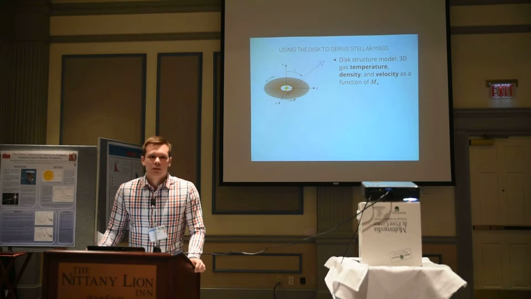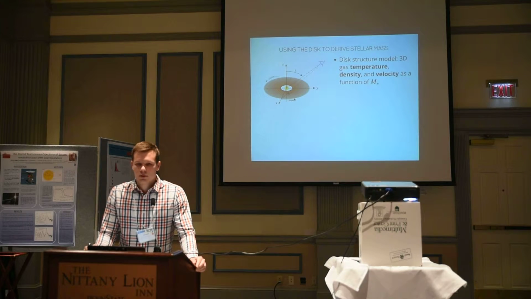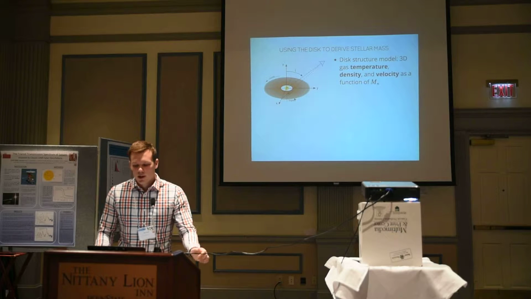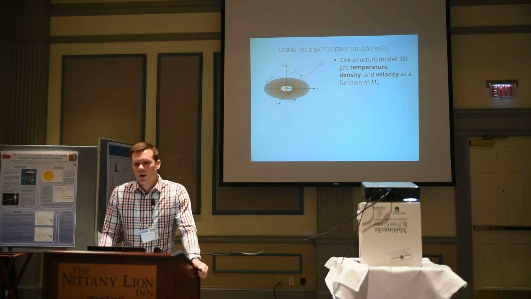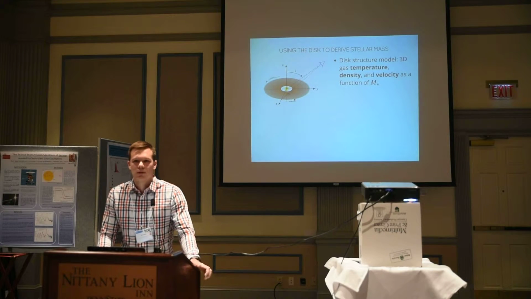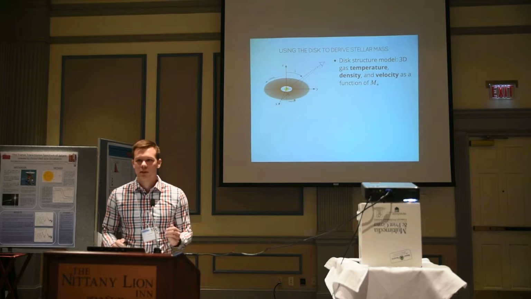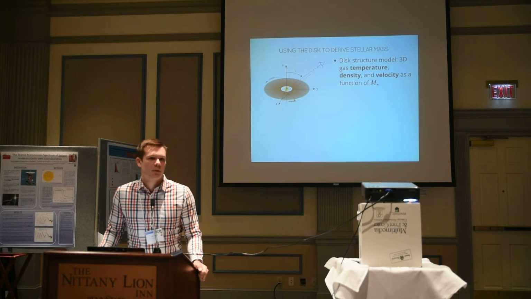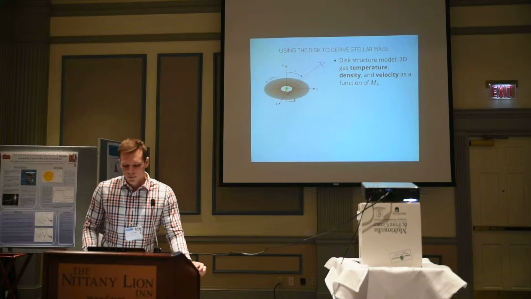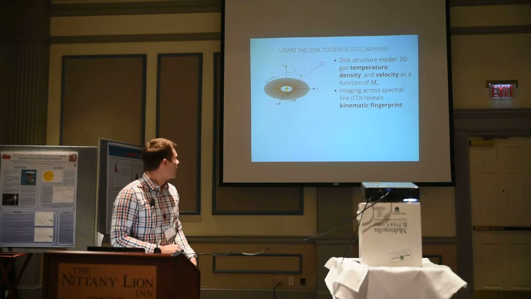So how do we use the disk to actually determine the stellar mass? Well, first we come up with a model of the disk properties as a function of 3D space. This specifies the gas temperature, the density, and the velocity, which is primarily a function of the central stellar mass. Then we run a radiative transfer code and come up with a model.